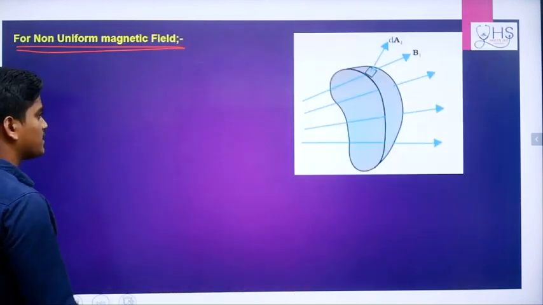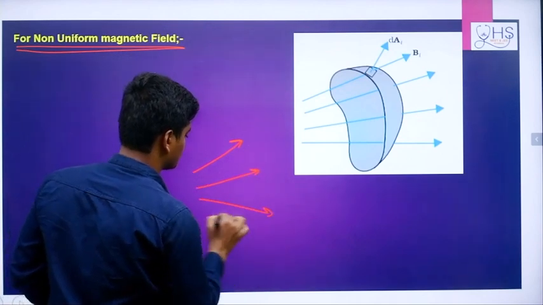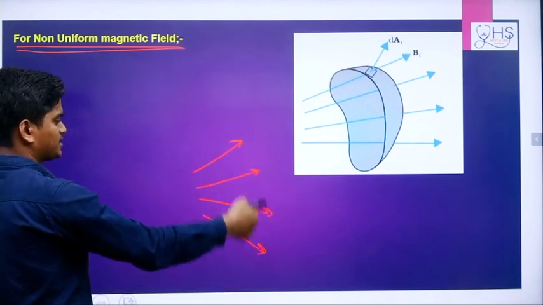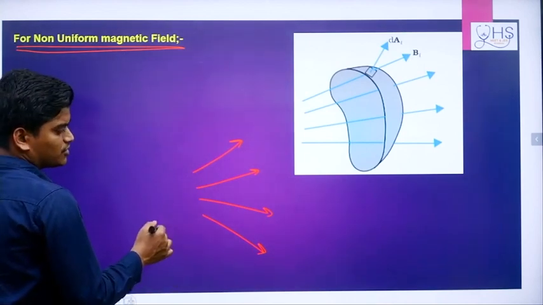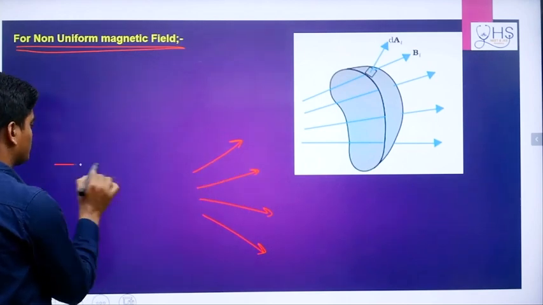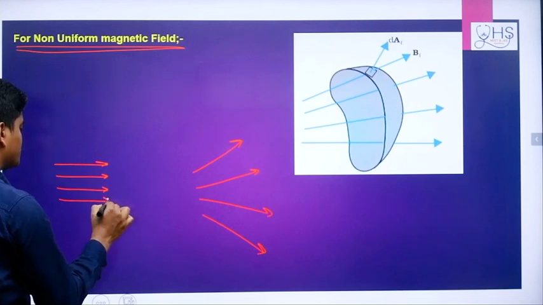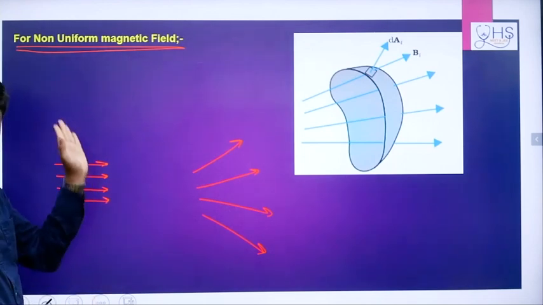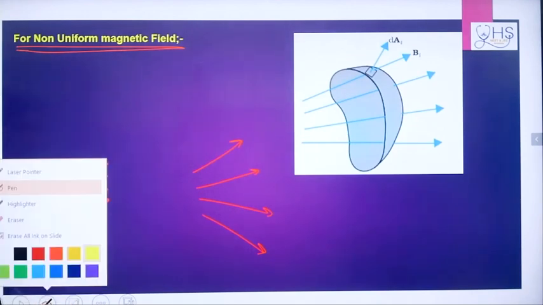Okay, but here, check, the magnetic field lines are like this. If it is like this, it means your direction is not unique, and the magnitude is also not unique. So here more magnitude, here less magnitude, like that it is happening. So always remember, a uniform magnetic field means it should have parallel, equispaced magnetic field lines. So these all are magnetic field lines. It should be parallel, equispaced.